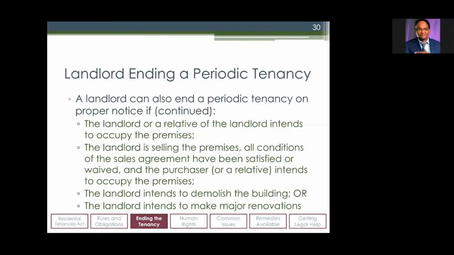If the landlord is selling the place and so they have a buyer, or if the building is very old and it makes more sense economically for the landlord to just demolish the building and build a new property. So these are the reasons when the landlord can tell the tenant that they don't want to continue on a month-to-month basis anymore.